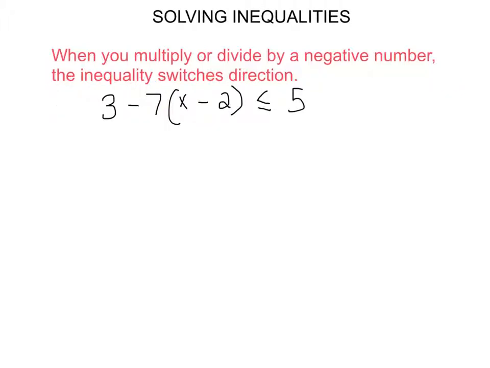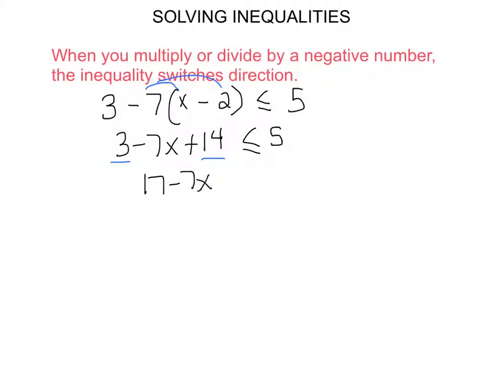Okay, let's say we have the example 3 minus 7 times x minus 2 is less than or equal to 5. So the first thing, if you remember, is we have to go ahead and distribute the negative 7, right? We need to get rid of these parentheses. And so we get 3 minus 7x plus 14, because again, remember, you're distributing the negative and it's going to change the signs, is less than or equal to 5. Now, the next thing we need to do is combine like terms on either side of the equation. So we're going to combine the 3 and the 14, and we get 17 minus 7x is less than or equal to 5.